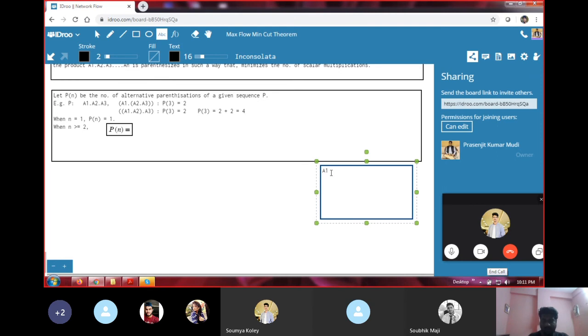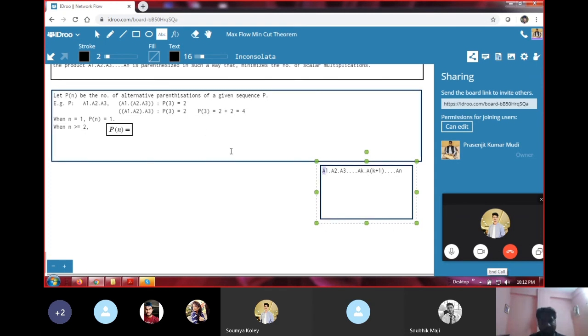Let's say we have A1 dot A2 dot A3 dot AK dot AK plus 1. K plus 1 is not in the bracket, it's in the suffix of A. It means it's the K plus 1 matrix A, and then dot dot dot An. So we have n number of matrices to be multiplied.